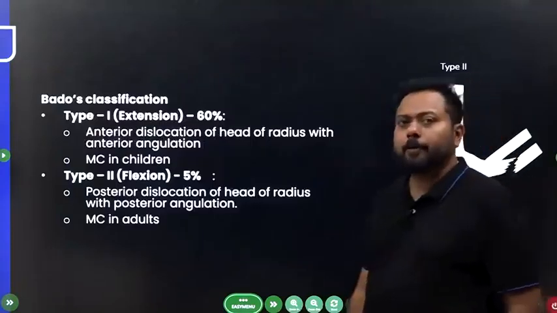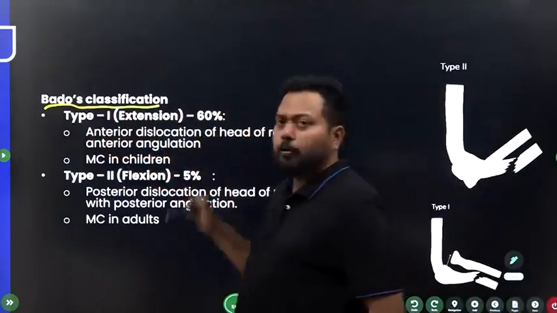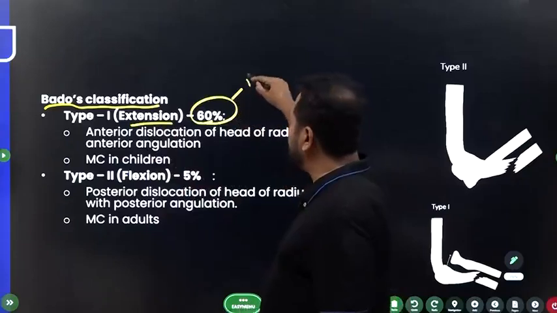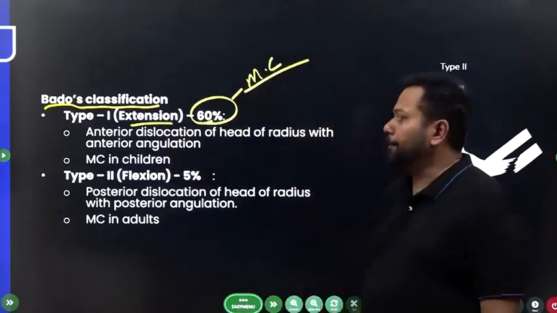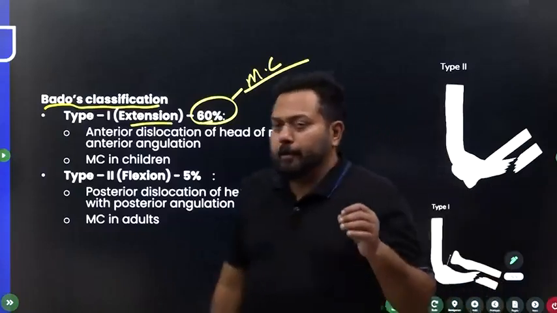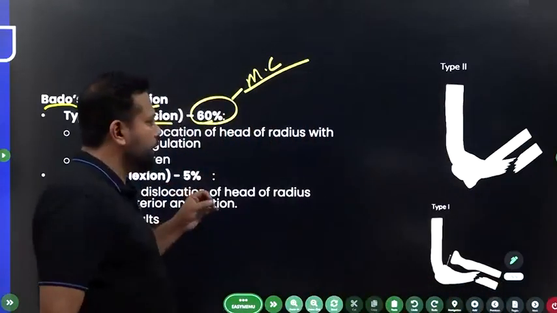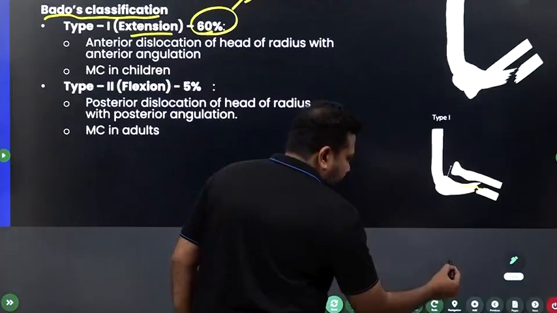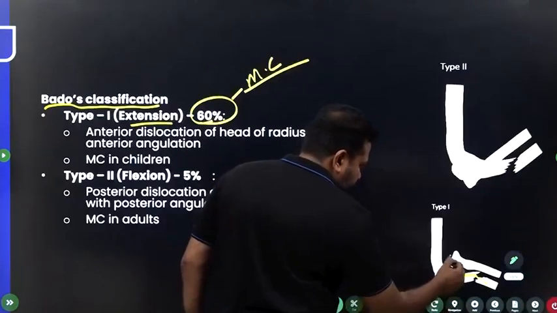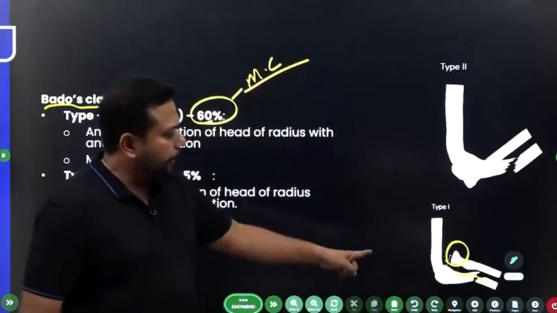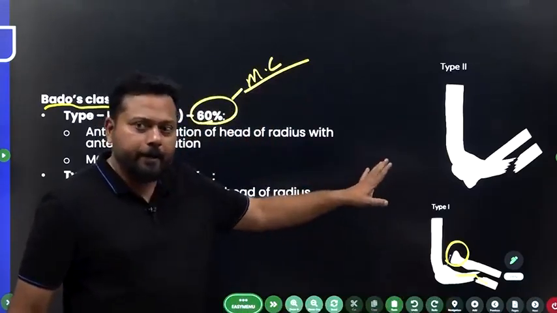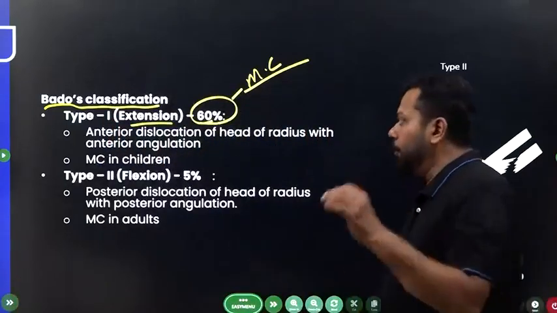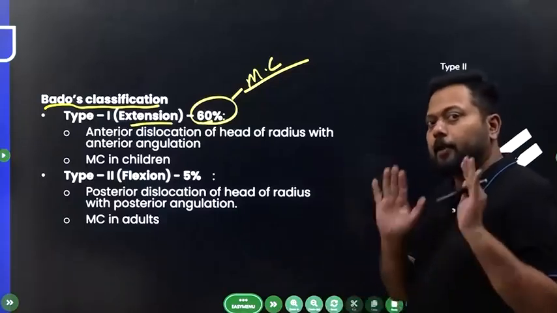The classification system of Monteggia is called Bado's classification. There are 4 types. I want you to remember one type. Type 1 is called extension type. This is the most common type. What do you mean by extension type? Bado's type 1 or extension type: fracture angulation is anterior. Radial head subluxation is also anterior. That is called extension type, otherwise called type 1. This is the most common type. The classification is called Bado's.